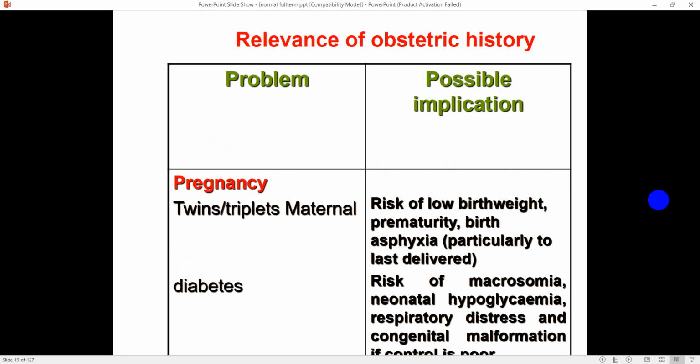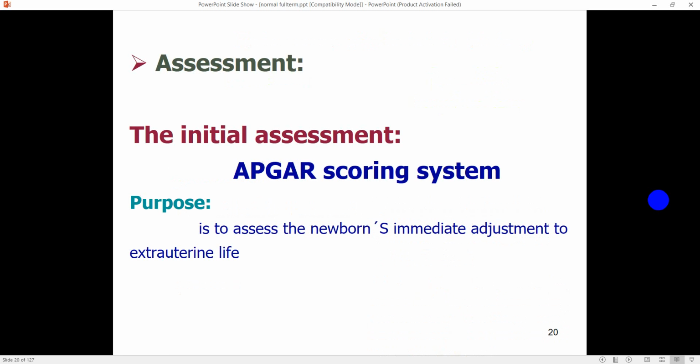Multiple births, like twins or triplets, can be associated with low birth weight babies, prematurity, and asphyxia also. And maternal diabetes can be associated with risk of macrosomia, neonatal hypoglycemia, respiratory distress syndrome. So these are informations related to baby before delivery, what we call maternal information or information related to delivery.